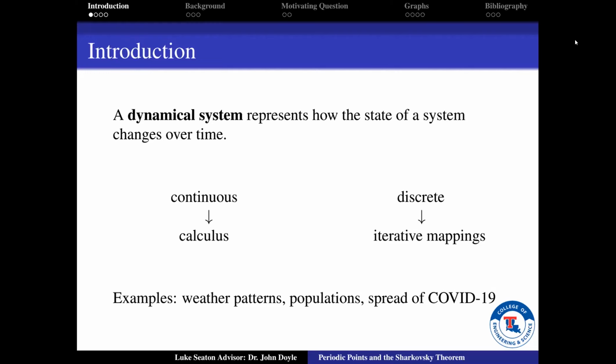So we've actually seen some examples of dynamical systems already today. If you tuned into Chase's presentation where he talked about some shallow water wave equations, and Chris talking about the spread of COVID-19.